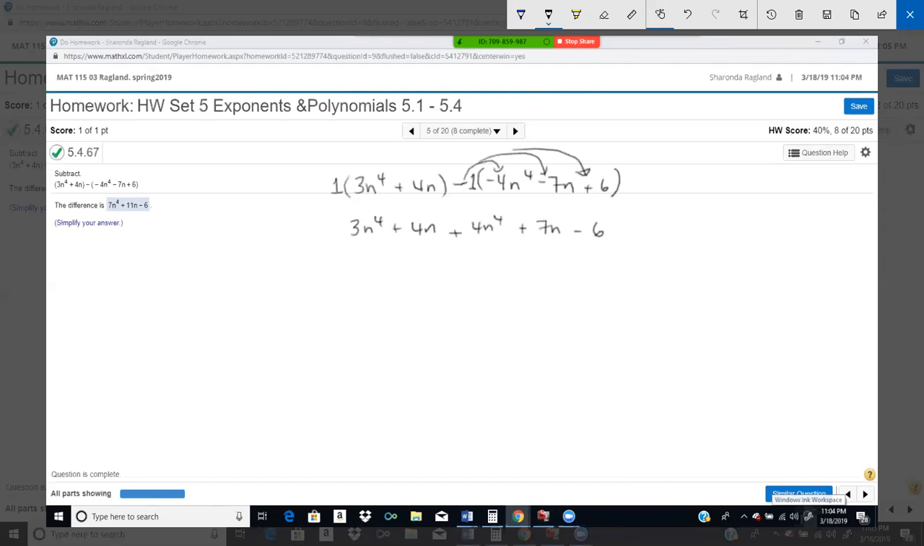So that part you need to get. Then you can combine your like terms, okay? 3n to the 4th and 4n to the 4th gives you 7n to the 4th. Again, the exponents do not change. And then you have a positive 4n and a positive 7n. You get 11n. And then we can bring down the minus 6. And that is it. Okay, adding, subtracting polynomials.